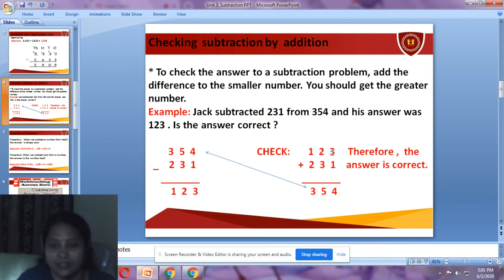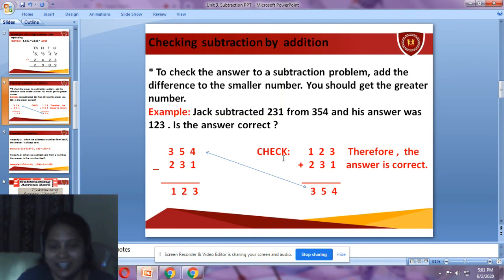Yes, children. So 123 plus, which is the smallest number among these two numbers, 231, right? So we have to add 231. Okay. So now 3 plus 1 is 4, and 2 plus 3 is 5, and 1 plus 2 is 3. So we got 351. Here, yes children, we got the same number, right? You should get the greater number. See, 354 is the greatest number among these two numbers. So we got the same number. Therefore, the answer is correct.